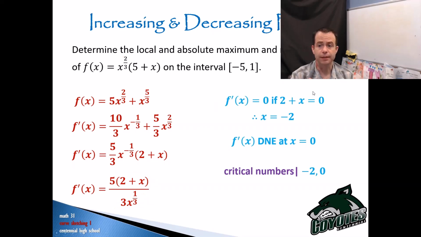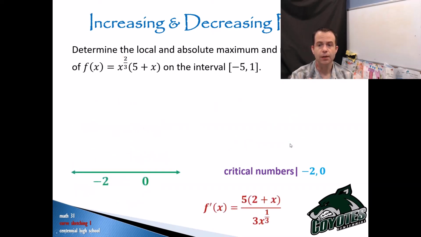The -2 one because it makes the derivative 0, and the x equals 0 one because it makes the derivative non-existent. Now I'm going to test my critical numbers. I know my critical numbers were -2 and 0, and I plot those on a number line. I want to think of something to the left, something in between, and something to the right, and plug those numbers back into my derivative to see if it is positive or negative. Remember, if my derivative is negative, the original function is decreasing, and if my derivative is positive, the original function is increasing.